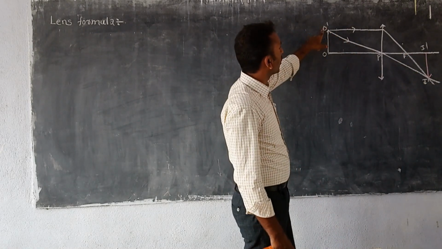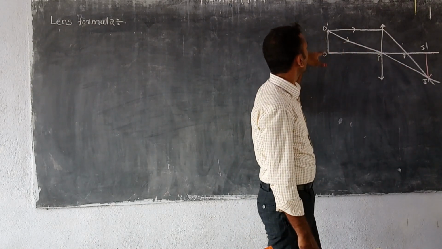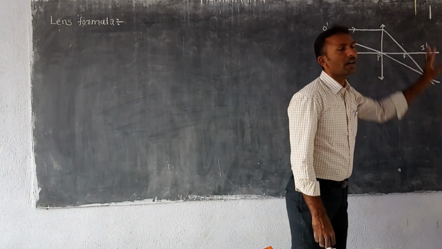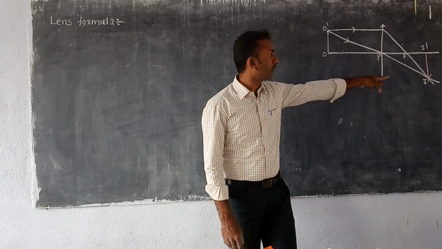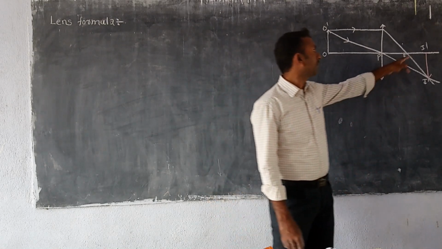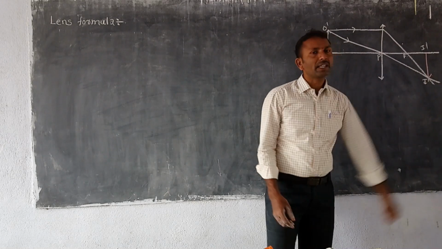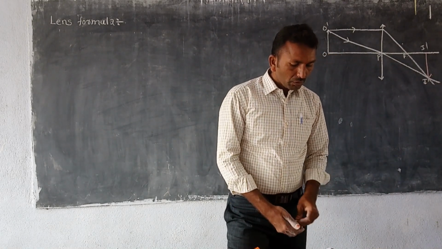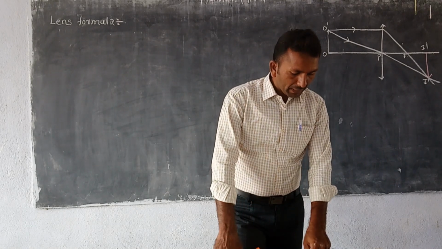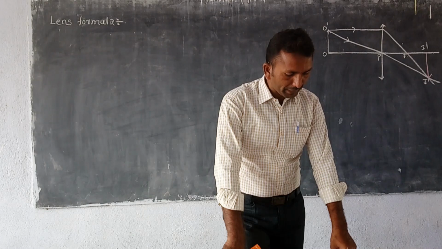O dash forms its image at I dash, and O forms at I. Both rays intersect at one point, that is I dash, and if we draw a normal line from the principal axis to the intersecting point I dash, this will be the size of the image. So PO, PI and PF1 are the object distance, image distance and focal length respectively.